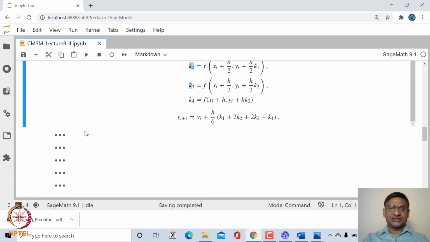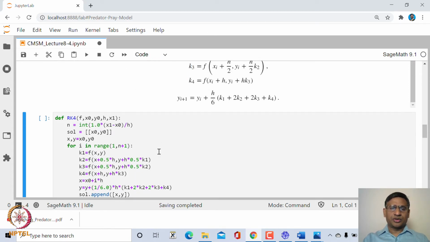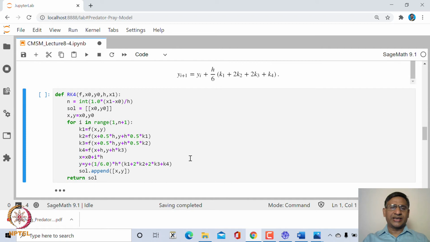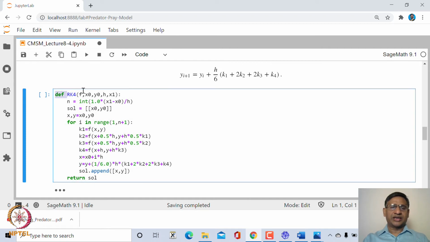Now let us implement this in Python. It is again very similar to what we have done in the case of Euler's method and improved Euler's method. So here we are giving the name RK4. Inputs are f, x naught, y naught, and then the step size, and then the end point at which you want to evaluate, that is x1, and find out n, the number of sub intervals in which we are dividing x naught to x1, and this is the solution you start with initially as x naught, y naught.